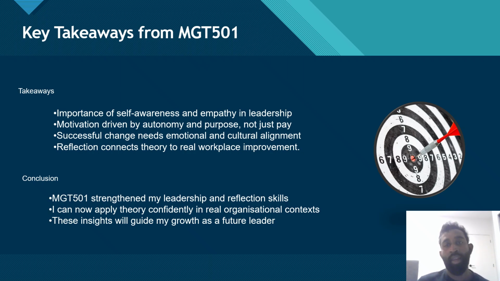In conclusion, MGT 501 has transformed my perspective on management. I have learned to lead with empathy, motivate through purpose, and adapt to change confidently. These three skills are not only valuable for my current role, but will guide me throughout my career as I continue developing as a reflective and adaptive leader.